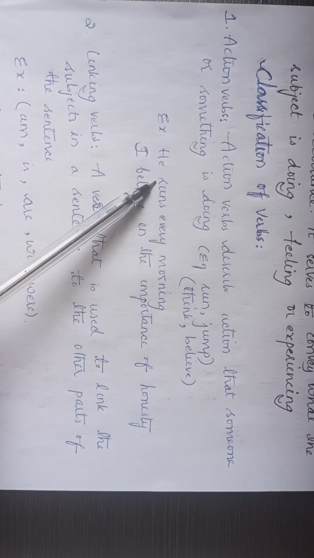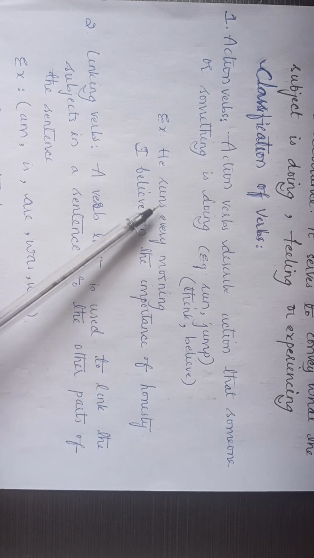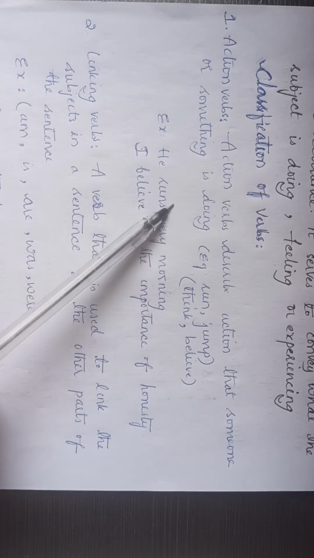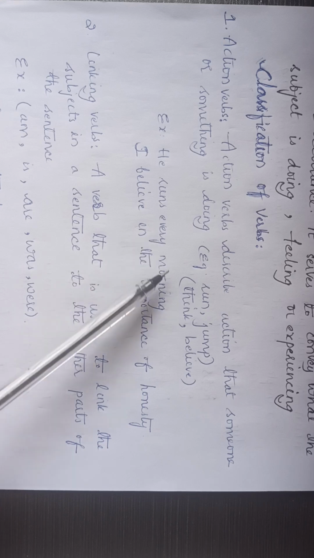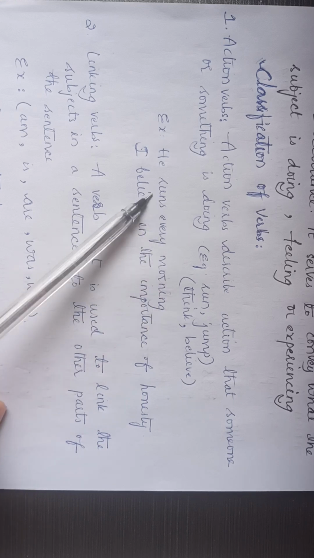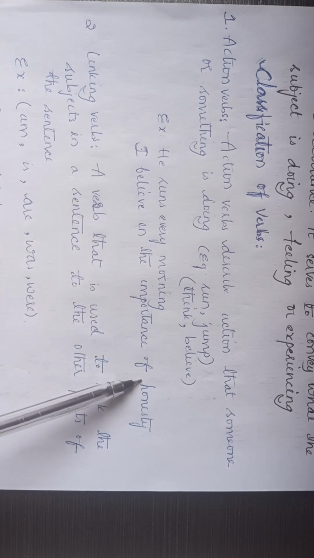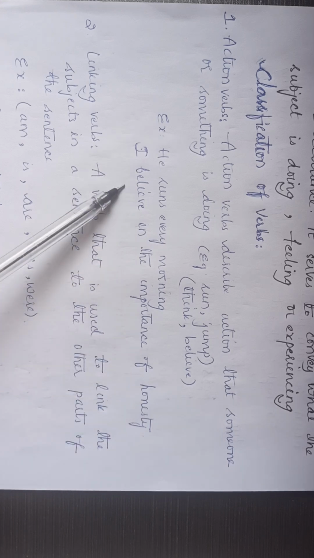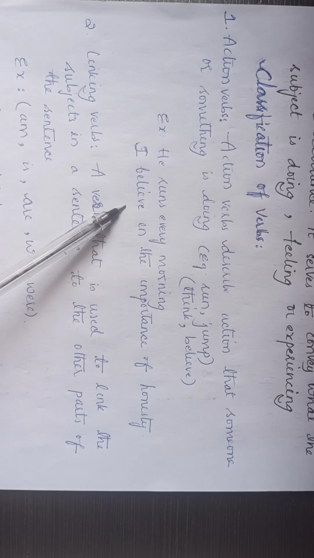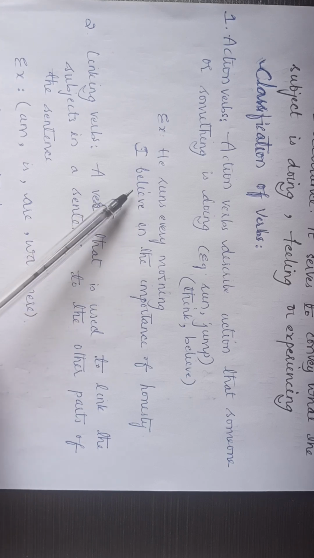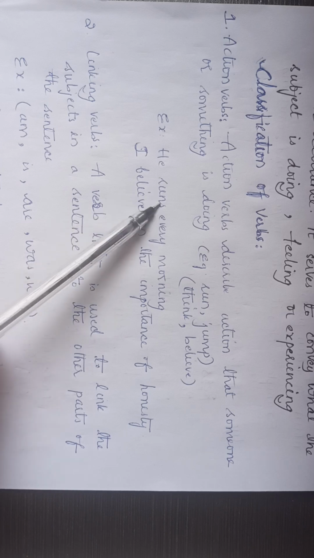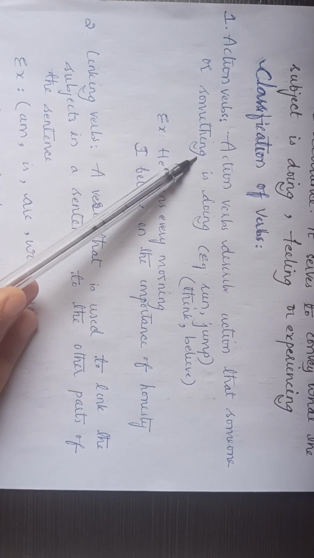Example: he runs every morning. Here in this sentence, runs expresses physical action. Yes, so runs is an action verb. Next, I believe in the importance of honesty. So here believe expresses mental action. So both these verbs, runs and believe, are action verbs.